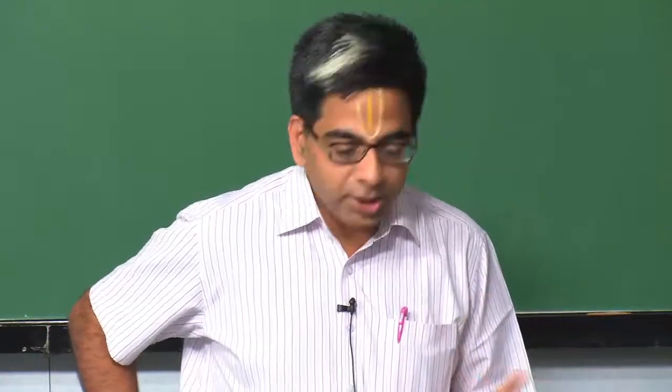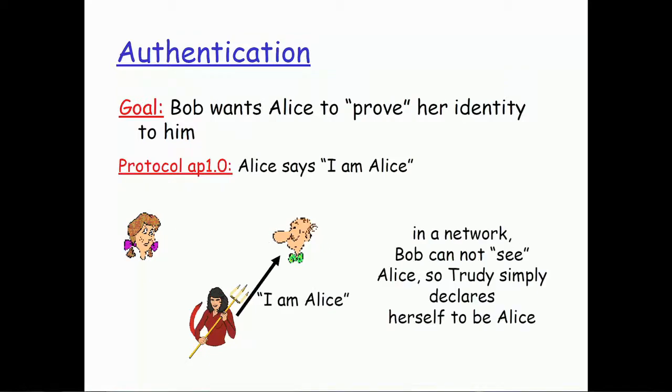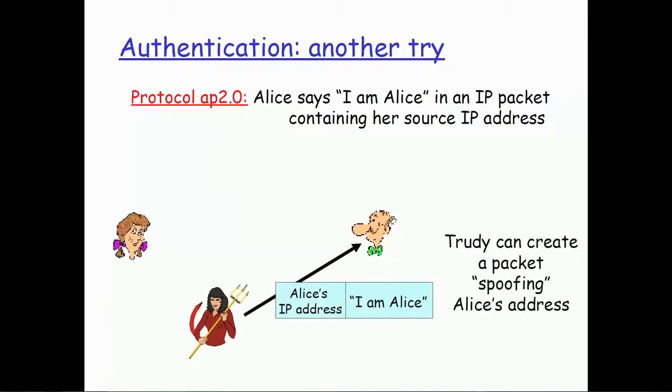So, how do I go about doing an authentication? Very basic principle, I just say I am so and so, but we already know the problem here, anybody can also announce that they are the same person. So, that is a fundamental problem there. So, the next thing is, I try to also have the IP address of that particular user appended to the message, right. So, what is the failure scenario here? Yeah, this person can also spoof Alice's IP address, put Alice's IP address and then say I am Alice. So, this again has a problem.